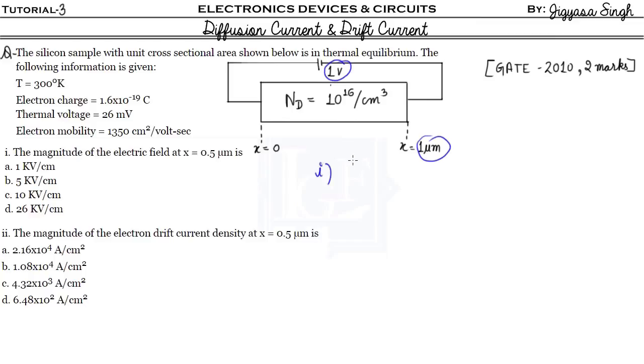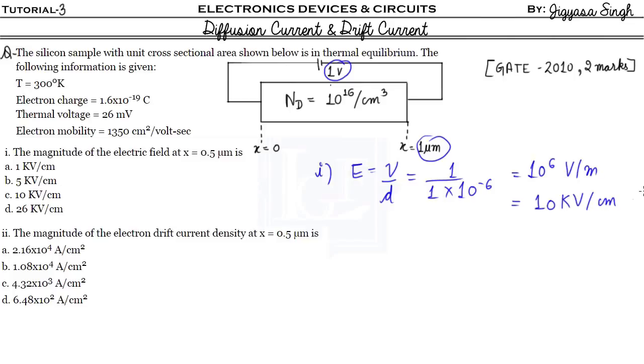For the first part, we simply know that the field intensity is given by V by D. So just put the values quickly. 10 to the power minus 6. Yes, since the unit here is in centimeter, I can write it like this. So this is the answer.